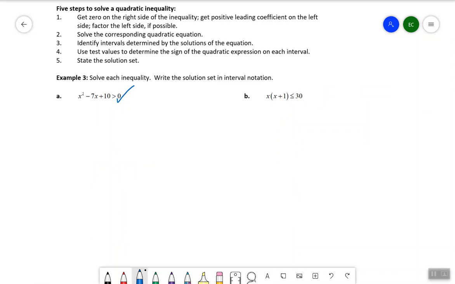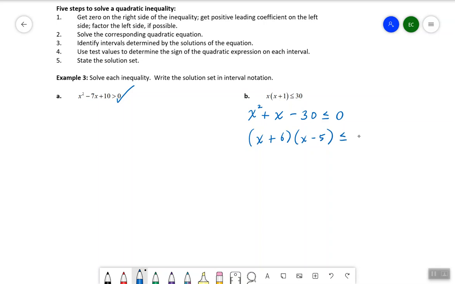So the way to begin this problem would be to go ahead and multiply out: x times x gives x squared, and x times 1 gives x. And then we can subtract the 30 from both sides, and we have x squared plus x minus 30 is less than or equal to 0. That means we now have 0 on the right side, we have a positive leading coefficient on the left side, and then the factored form would just be x plus 6 times x minus 5.